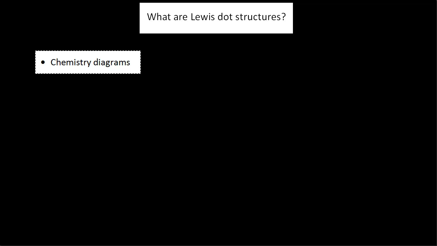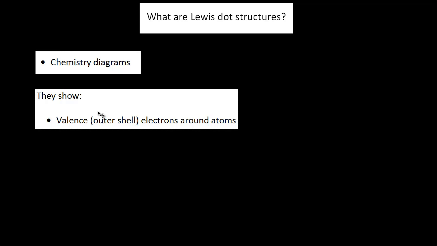Okay, so I'll begin by asking a very simple question. What are Lewis dot structures? You may recall from earlier work done in chemistry that Lewis dot structures are commonly used chemistry diagrams. They are very useful in chemistry because they show valency or outer shell electrons around atoms.